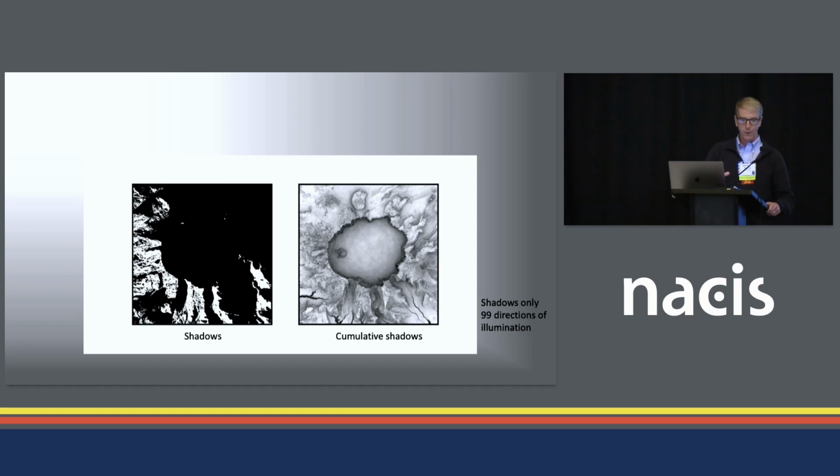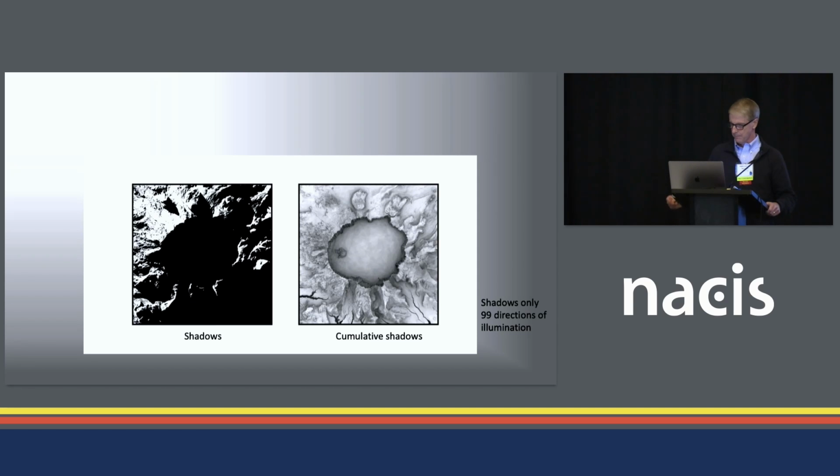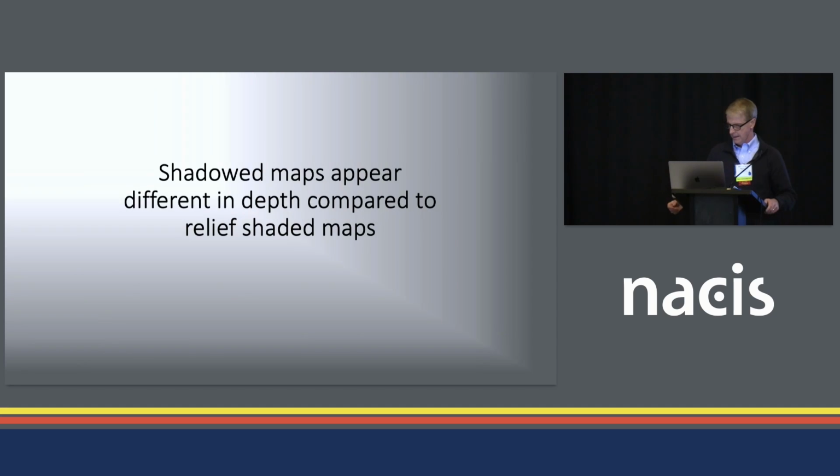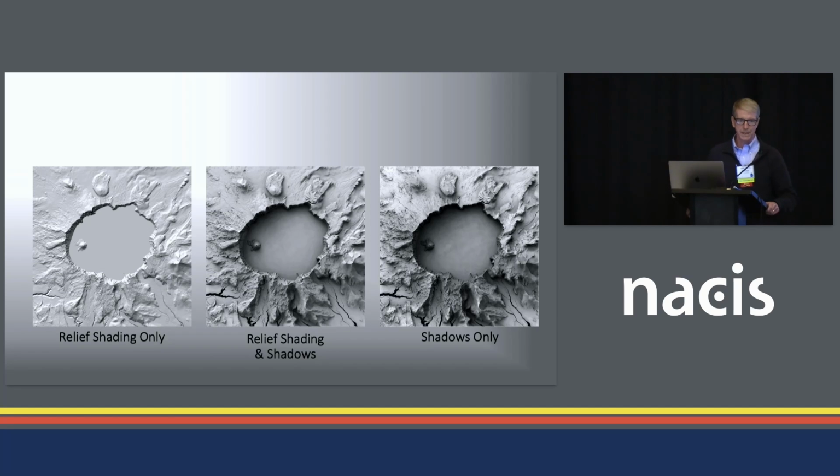There's some really low illumination angles in there now. One thing we really note is that the shadow maps appear different in depth compared to the relief shading. So we're seeing a real difference whether you use the shading plus the shadows or just the shadows. There seems to be a little more depth there, and that's interesting, because if you're looking for that in your map design, this is one way that you could really go.